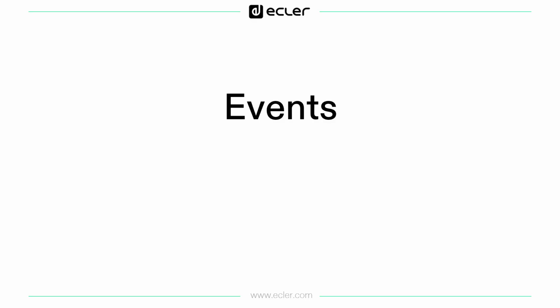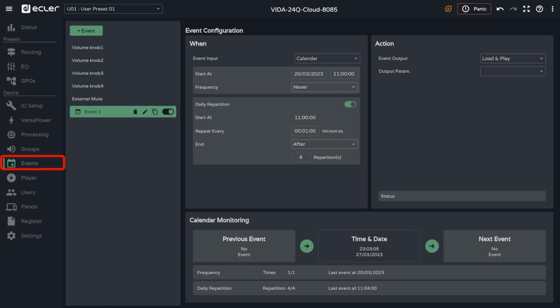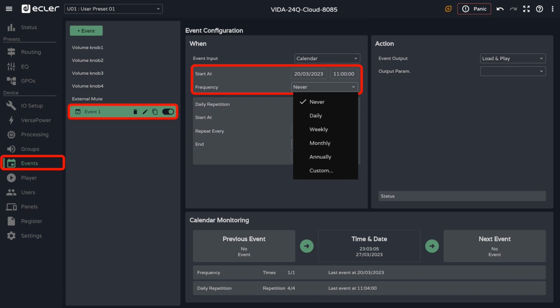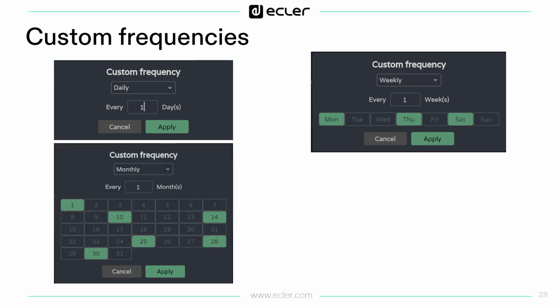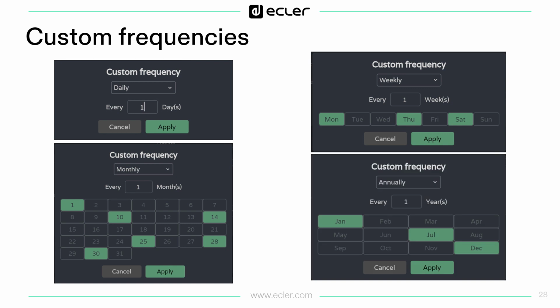What about scheduling events? If we select calendar as an input, we define the date and hour of start, and we can decide the frequency that you want this event to be repeated. As you can see, it can be repeated daily, weekly, monthly, or annually. But you can also choose Custom. Custom opens up another window depending on what type of frequency you need. This adds a lot of flexibility.